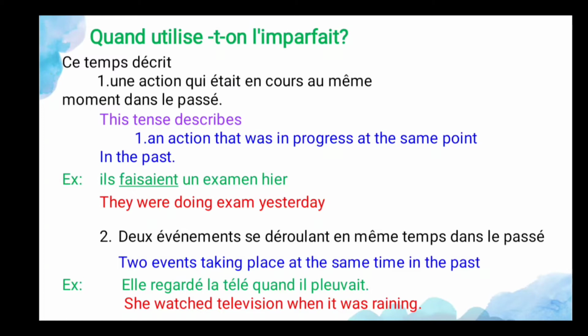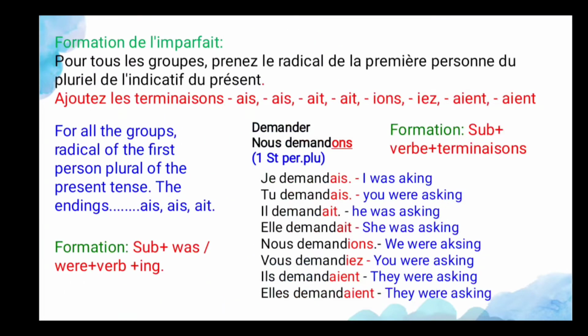See the example. Elle regardait la télé quand il pleuvait. So she watched the television when it was raining. So the two actions took place over here. Okay. Formation de l'imparfait. So how to conjugate the verbs in the imperfect tense.